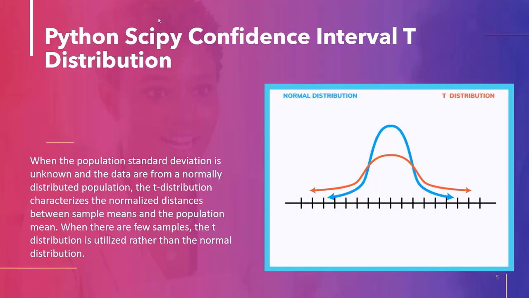A range of values that, with a certain level of confidence, are likely to include the population mean is known as a confidence interval for a mean. The t.interval function of the scipy.stats Python library can be used to create a confidence interval for a population mean if our sample size is small, for example fewer than 30. Let's understand with an example.